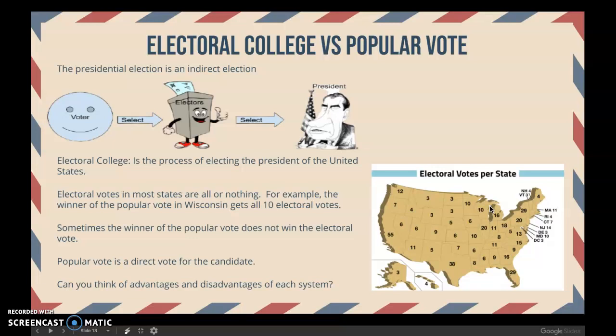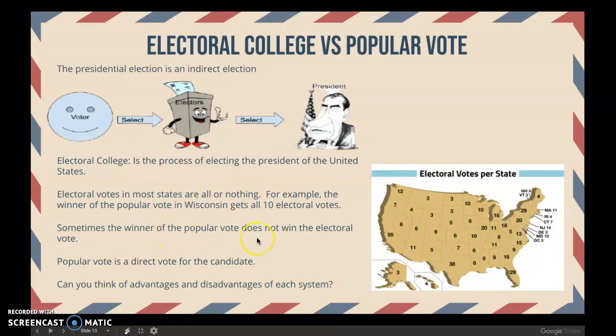Whoever wins, so let's say Joe Biden were to win Wisconsin, even if it's by one vote, he would get all 10 electoral votes. The first candidate to get 270 electoral votes is the person that will be the next president of the United States.